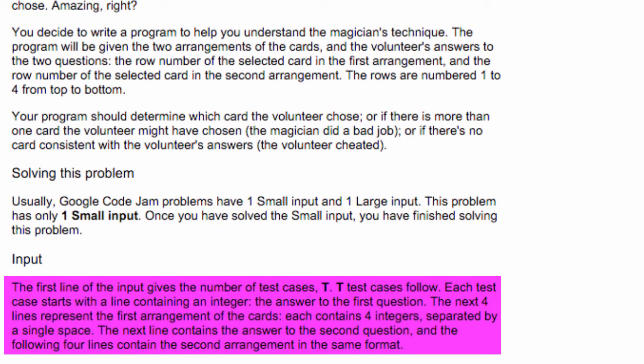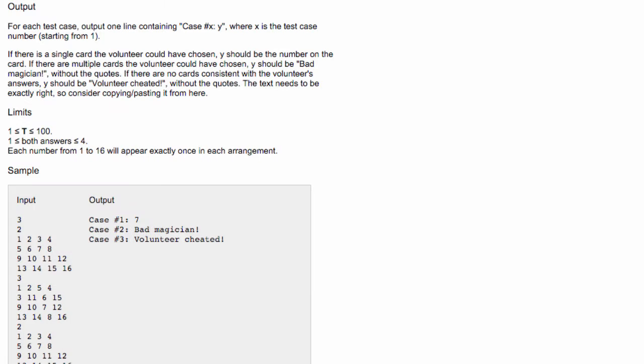So for the input, the first line tells us how many test cases there's going to be. Each test case starts with a line containing an integer, the answer to the first question. The next 4 lines represent the first arrangement of the cards. Each contains 4 integers separated by a single space. The next line contains the answer to the second question, and the following 4 lines contain the second arrangement in that same format.